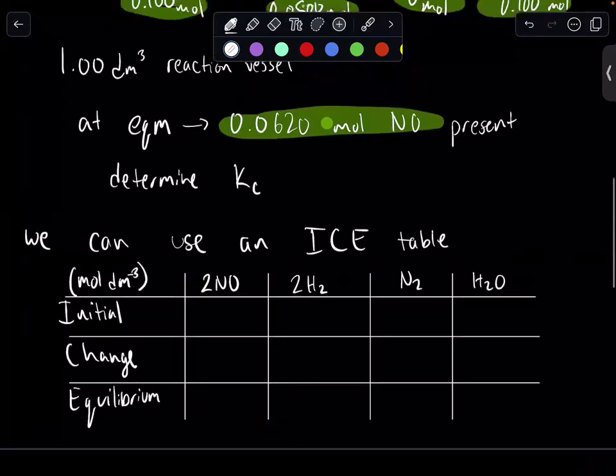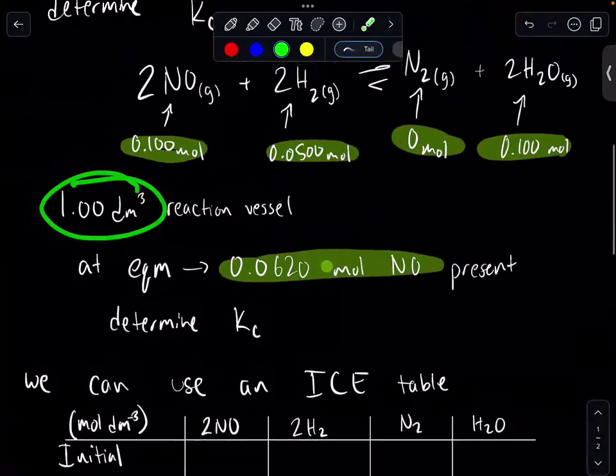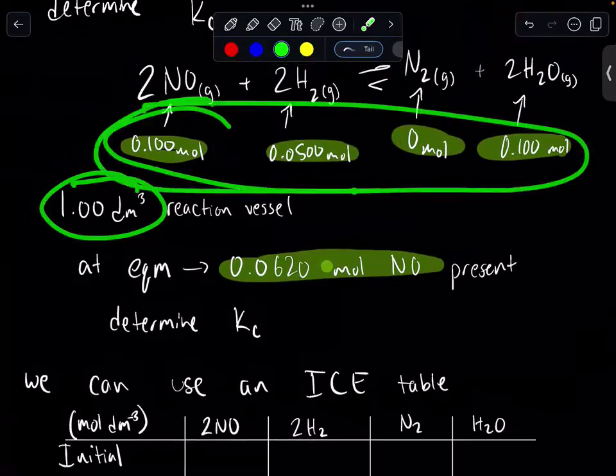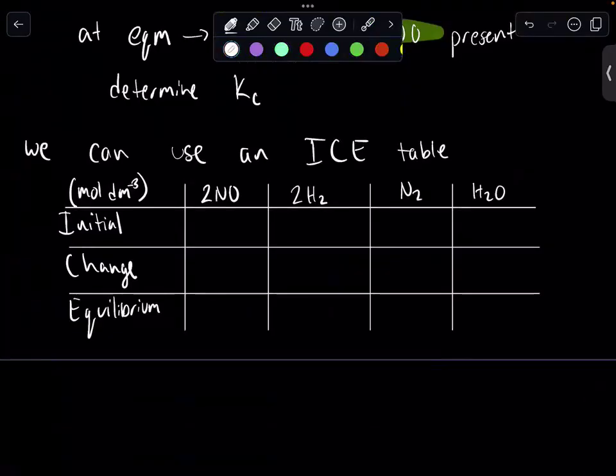Now, for our problem, this is very easy because everything is within 1 decimeter cubed. All of our mole values are coincidentally our concentration values because any of these divided by 1 still gives us the same value. So we're going to go ahead and load up our table with our initial concentration values, 0.100, 0.0500, 0, and 0.100. We also know that at equilibrium, we have 0.0620 for NO.